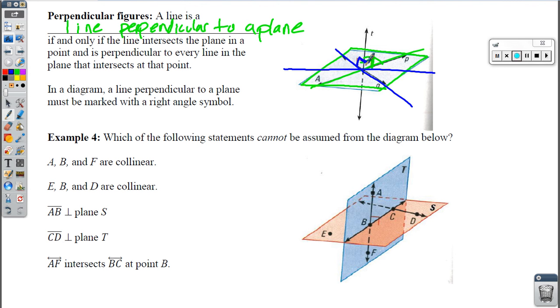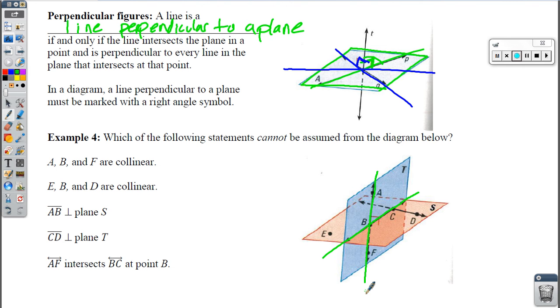All right, let's end with example 4. Which of the following statements cannot be assumed from the diagram below? Okay, so imagine this as being 2 sheets of paper, or maybe again a wall and a floor that are intersecting right here along this line. Okay, so A, B, and F are collinear. So again, collinear means that these points are all on the same line. If we look at A, B, and F, they all lie on this line right here. So yes, that is absolutely true.